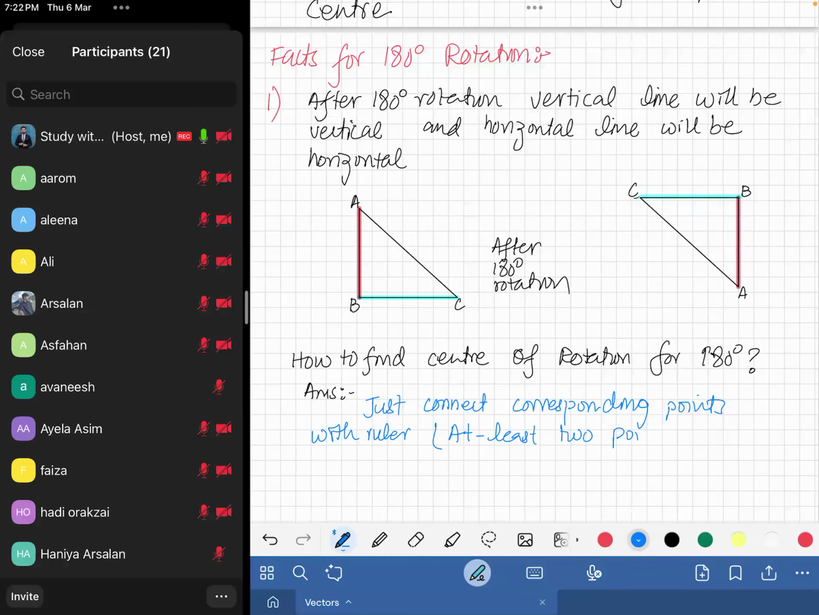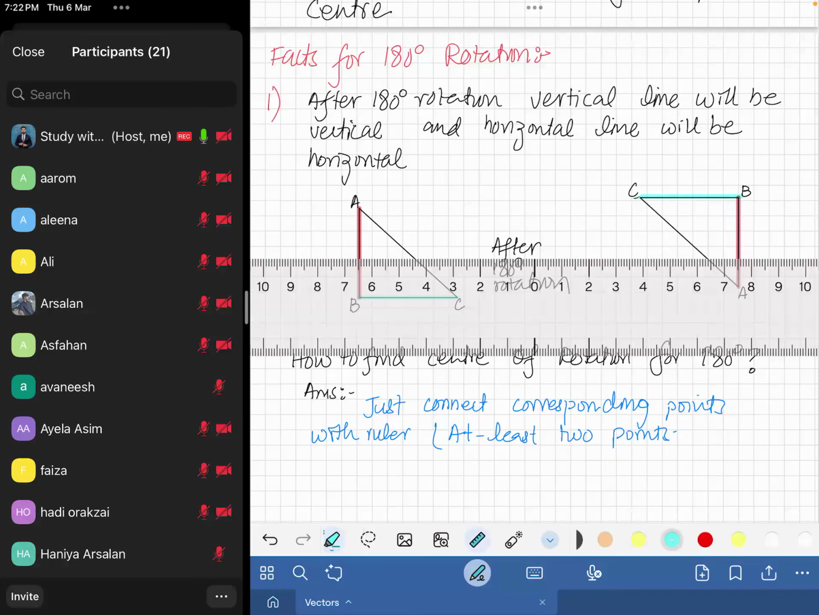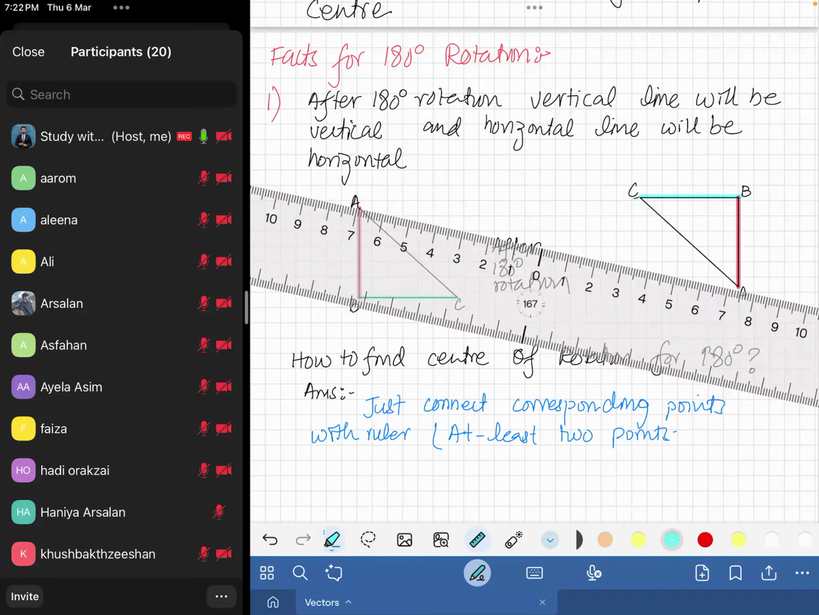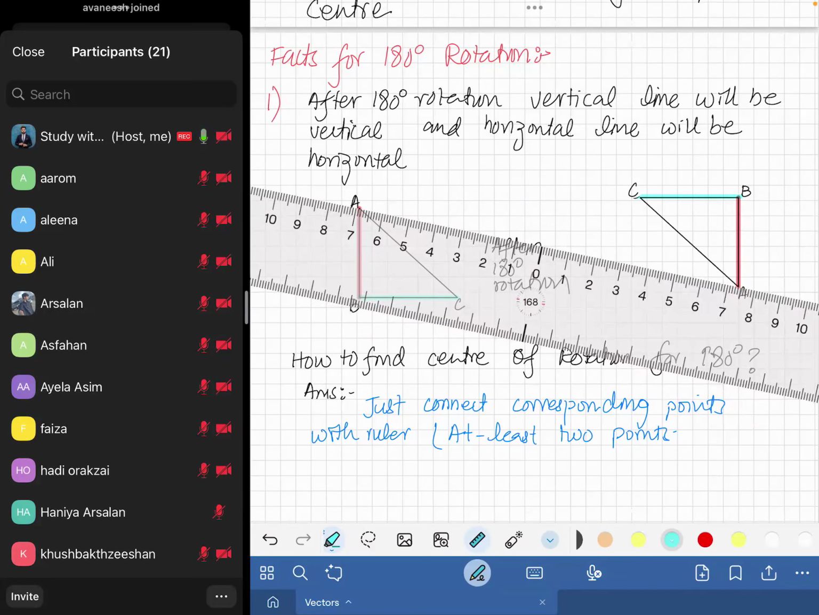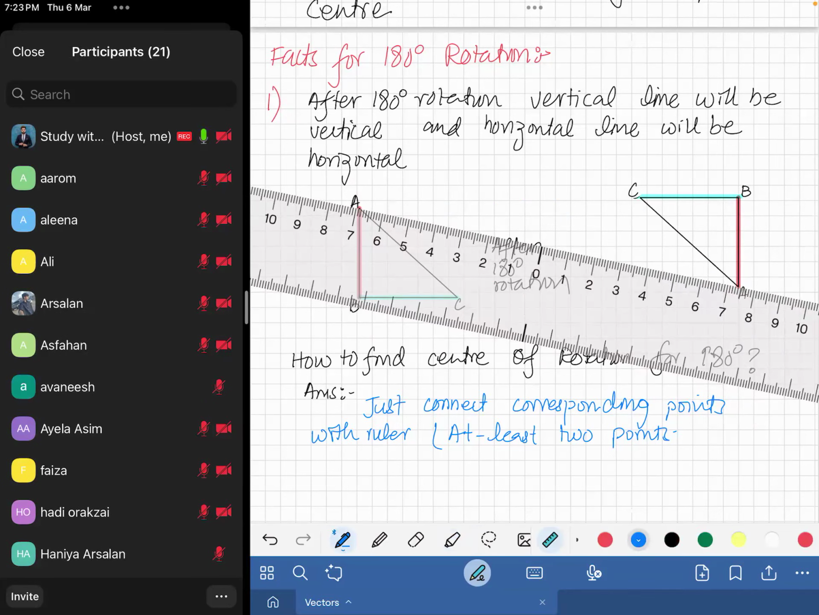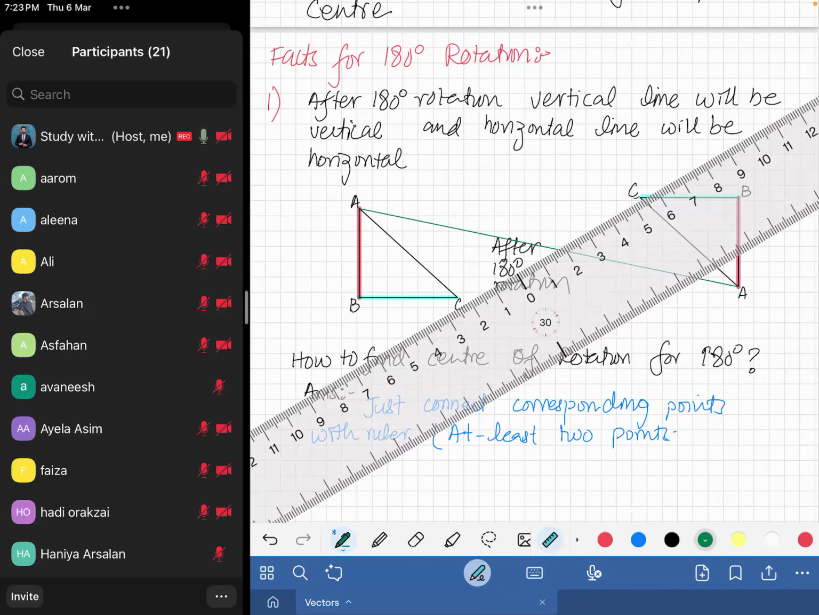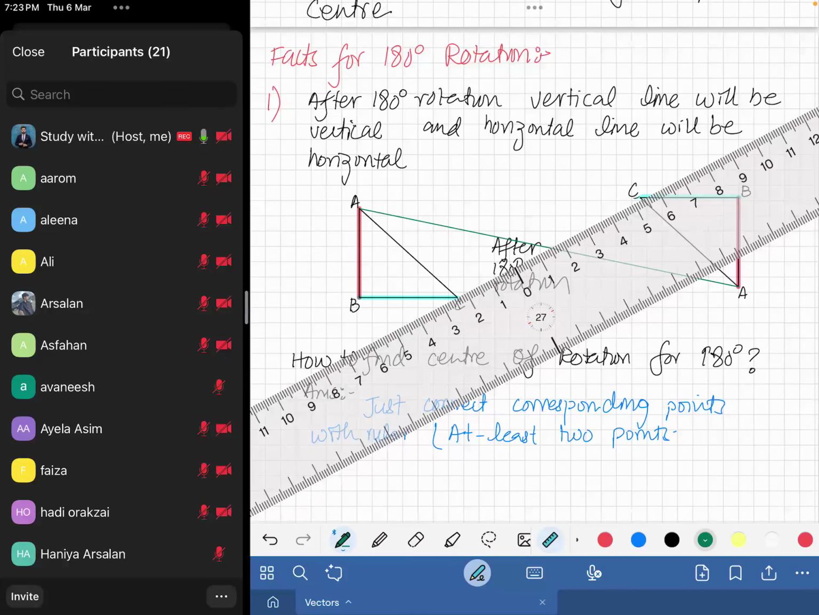Now you can see one thing, Vadan, that this shape is rotated 180 degrees, so I can find out the center if I just join A with A. Agree? If I just join A with A, and A with A would be right in front of you. Let me join this with a green color now. This is A with A, and let me join C with C.